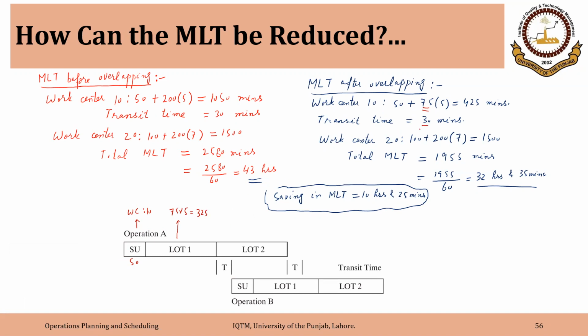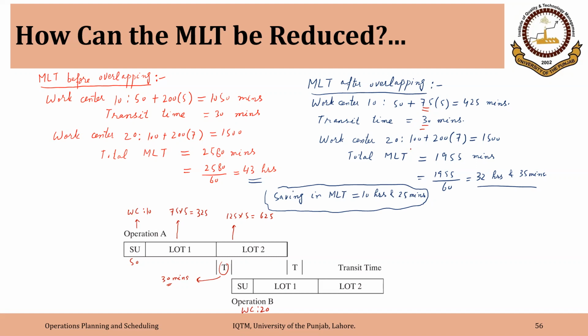Now the transit time is 30 minutes, so this time is 30 minutes. And the lot 2 requires at work center 10, 125 into 5. So that is 625 minutes. Now it is important to understand here that this 30 minutes and these 625 minutes are overlapping. So once this lot 1 is being moved to operation B or work center 20, at the same time we are processing the lot 2 at work center 10. So actually these 30 minutes will be consumed during these 625 minutes.